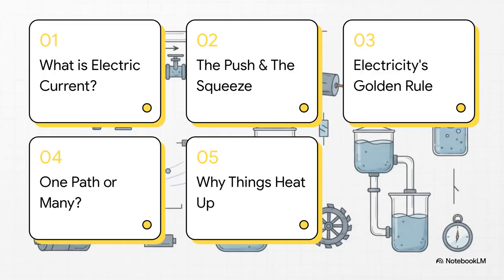Here's the game plan. We'll start with the absolute basics. What is flow? Then we'll look at the forces that control that flow. After that, we'll get into the one rule that ties it all together, look at a couple of ways you can set things up, and wrap it all up with why things get hot.